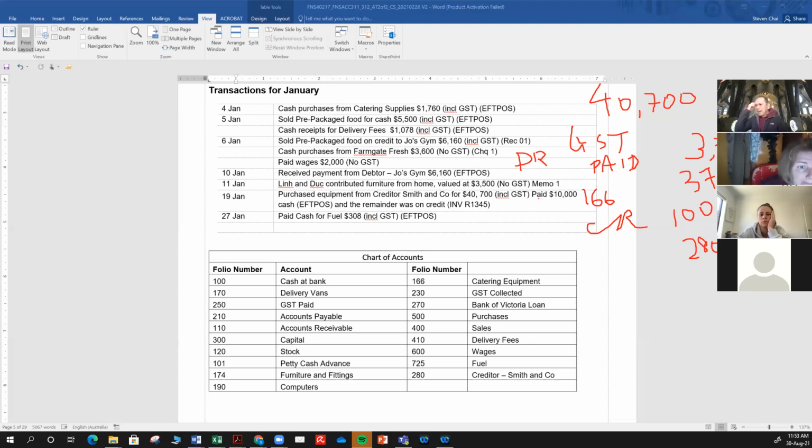Okay. Last one, the easiest one. 27 January, paid cash for fuel, 308 including GST. Where do we debit? Where do we credit? Cash at bank. Yes, you credit cash at bank. How much? 308, the whole amount. Yes. Where do we debit? Fuel 725. How much do you debit? Minus the GST.